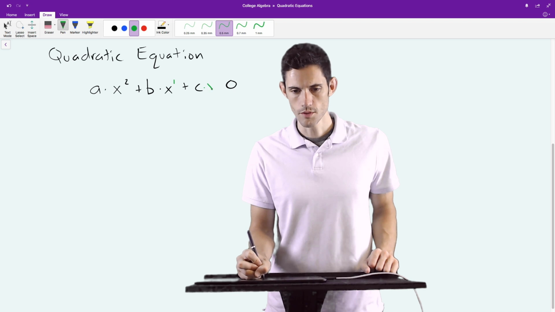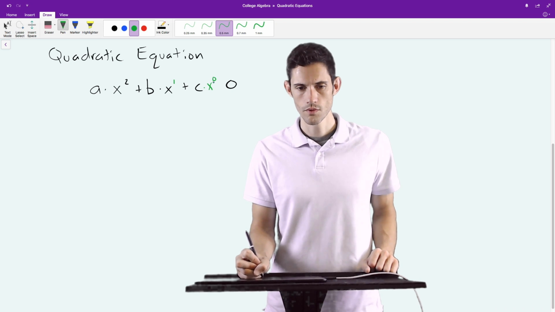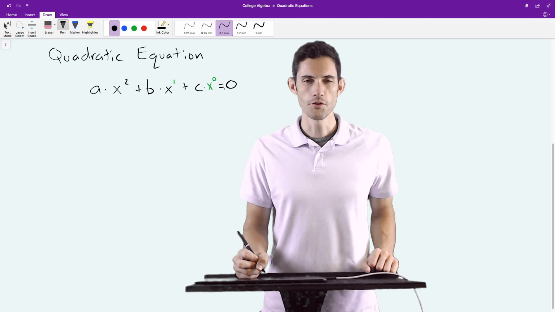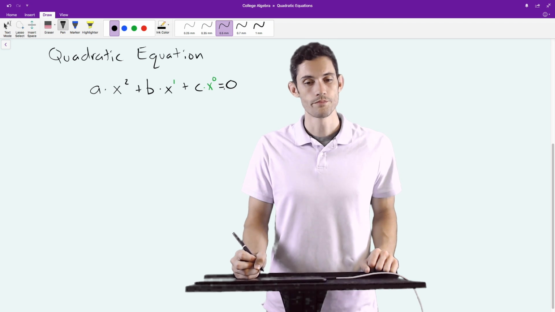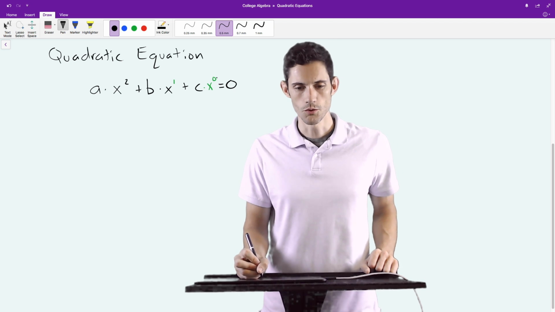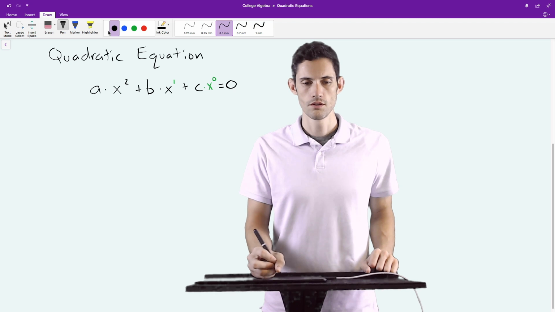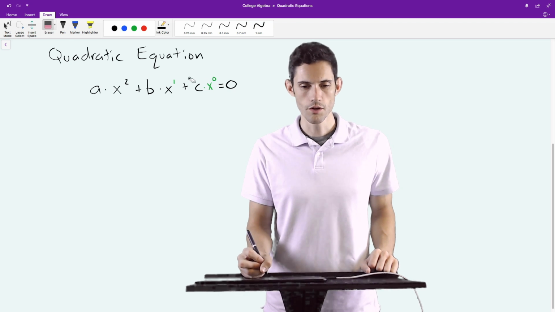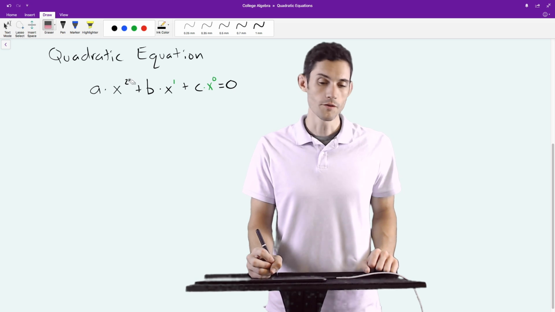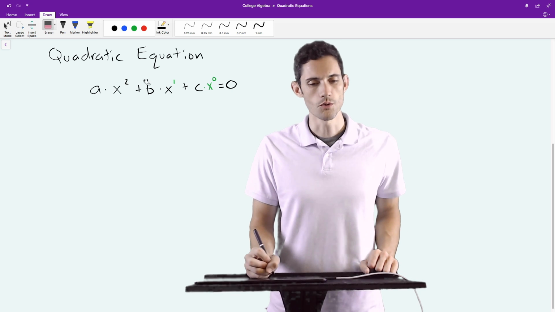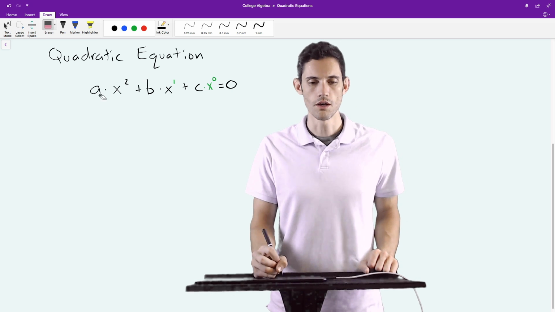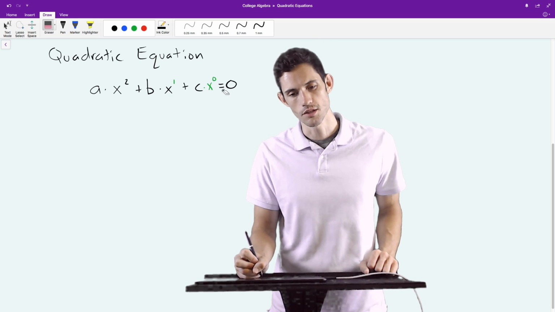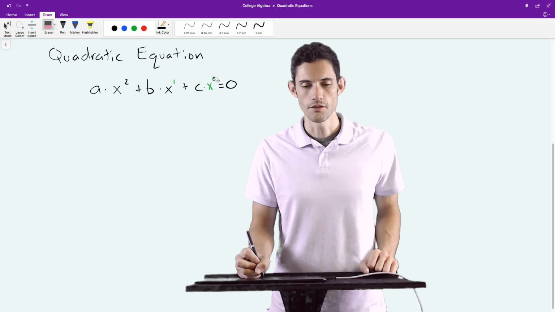So you could write c times x to the power 0, because you know that anything raised to the power 0 is 1. So x raised to the power 0 is 1, and c times 1 is c. So there's actually the power 0, the power 1, and the power 2, the highest power being 2, which makes this a second order polynomial, which makes it a quadratic curve, and since it's inside of an equation because of this equal sign, it's a quadratic equation.